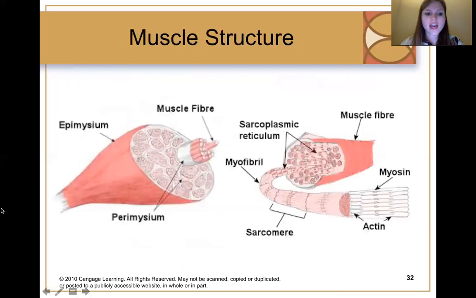So I think this slide will hopefully help you understand this a little bit better. So here we have a muscle. So this could be like an arm muscle or leg muscle or what have you.